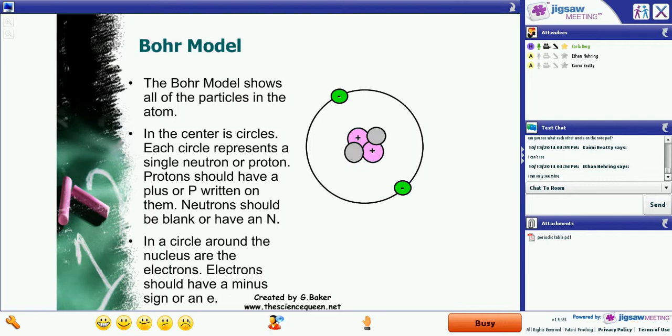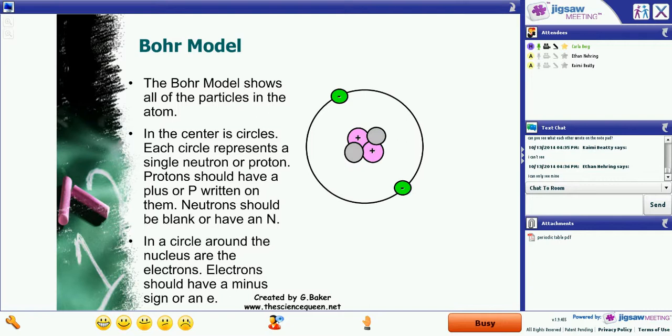So the Bohr model looks like this. It's what I showed you in the beginning. The Bohr model shows all of the particles in the atom. In the center is circles. Each circle represents a single neutron or a single proton. With that being said, the Bohr model is great when you're doing elements with small atomic numbers. Oxygen, argon. When you start doing elements with large atomic numbers, gold, it gets very hard to do the Bohr model because there's so much information on the chart.